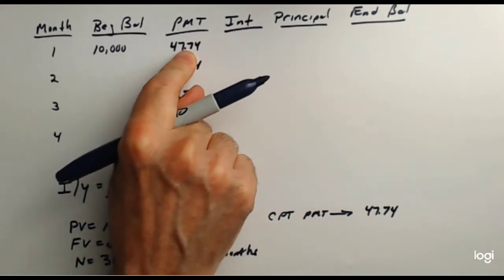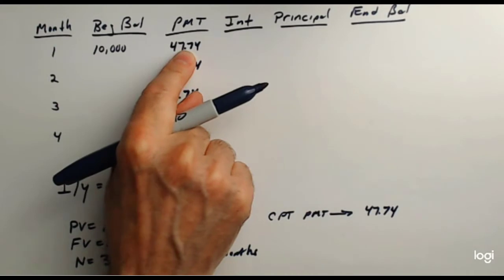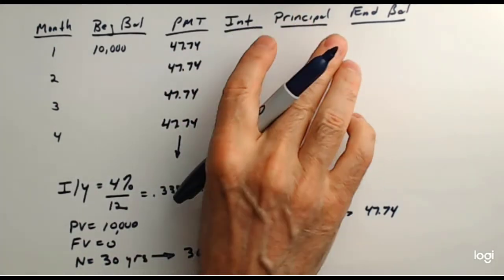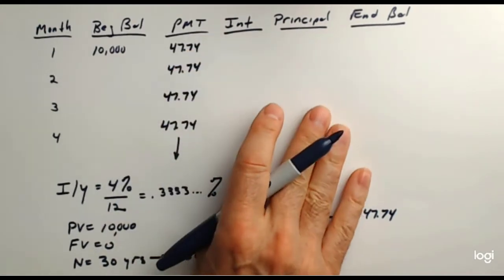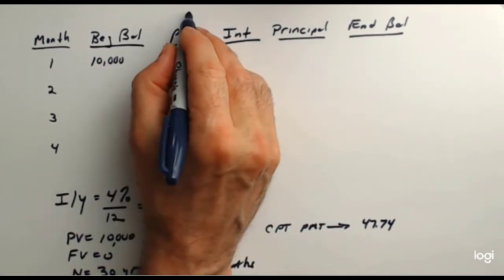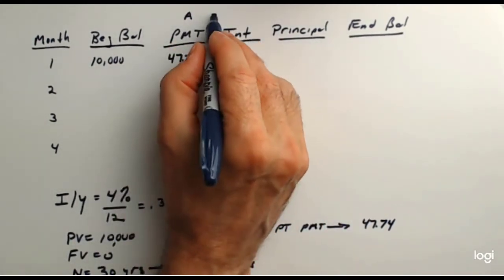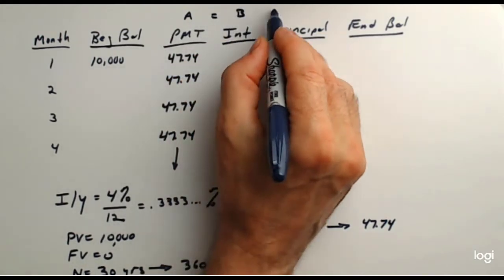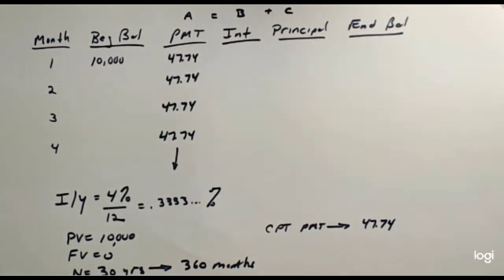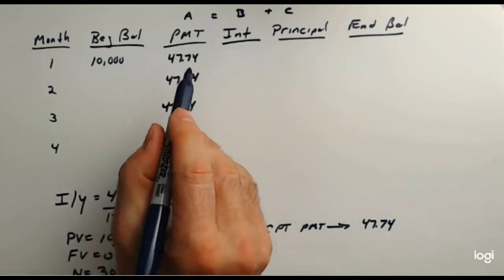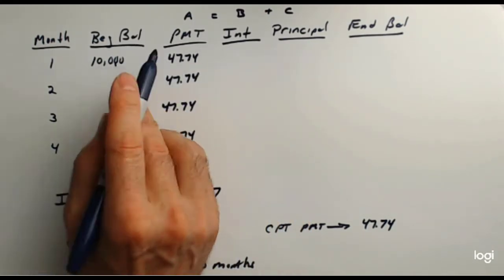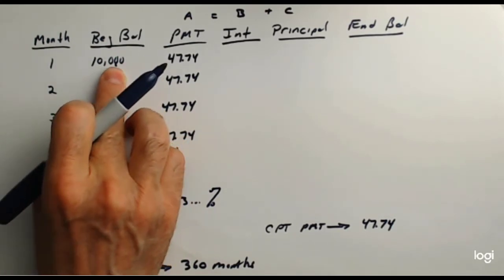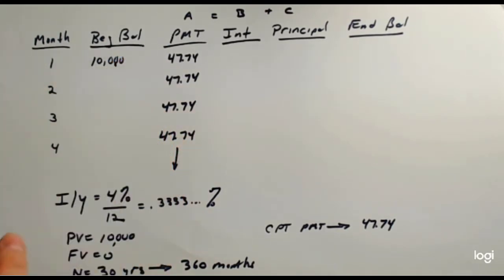Because remember, I told you this payment includes both interest and principal. I'm going to break out the two, and the sum of these two columns will equal this payment column. If you call this column A, A equals column B plus column C. Okay? And so, interest will be based on the $10,000 that you borrow, the beginning balance. So we're looking at this at the beginning of the first month.